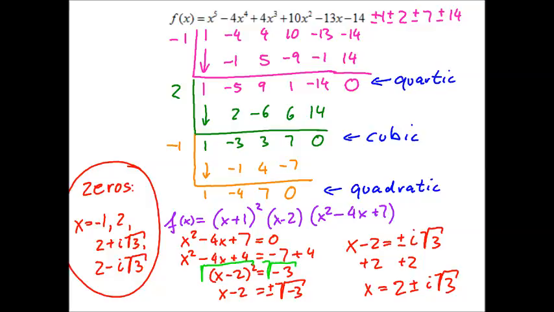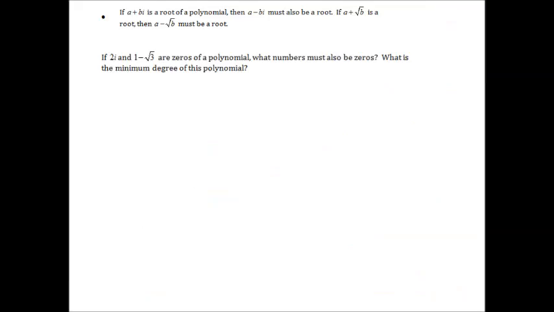Let's move on to a couple of other theorems which are very important for us to know and use: the irrational conjugates and complex conjugates theorem. The complex conjugates theorem states that if a plus bi is a root of a polynomial, then a minus bi must also be a root of that polynomial. And the irrational conjugates theorem states that if a plus the square root of b is a root, then a minus the square root of b must also be a root of that same polynomial.